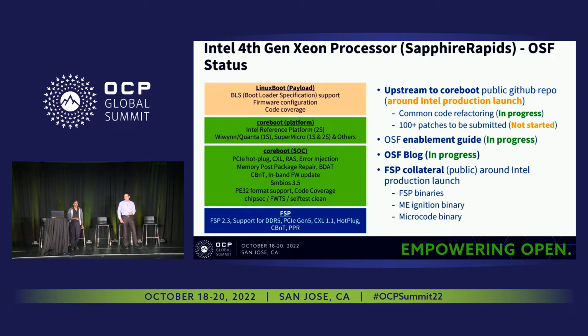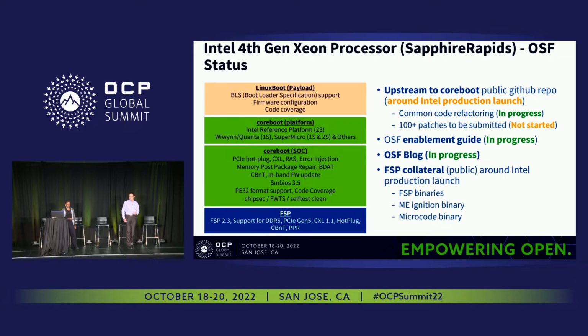We will have OSF blogs. In the last 2 years, we had blogs on Tioga Pass, we had blogs on Delta Lake, and then we will have a blog next year on the Sapphire Rapids-based OCP server.